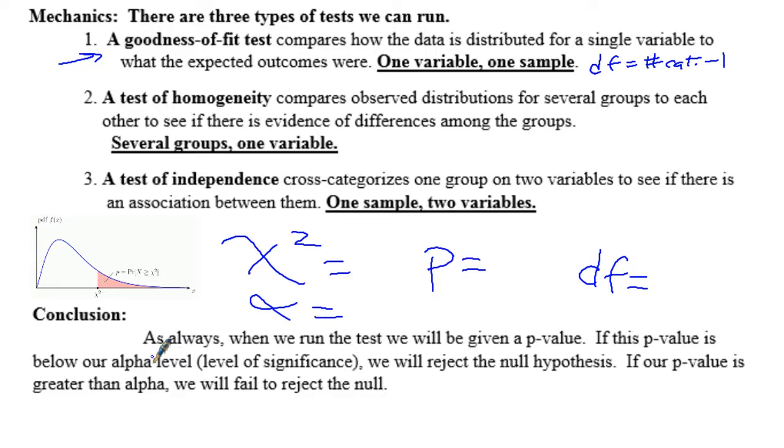Conclusion's still going to be based off of our p-value. We're still going to reject the null or fail to reject the null. We either have the evidence for the alternate or we won't. Alpha level still will be at 0.05 if we are not specified.